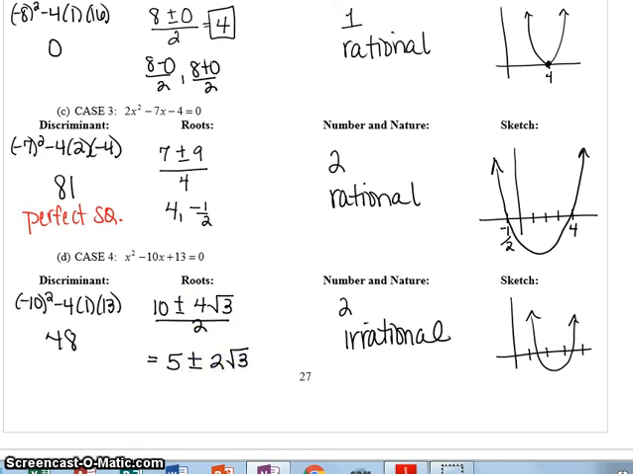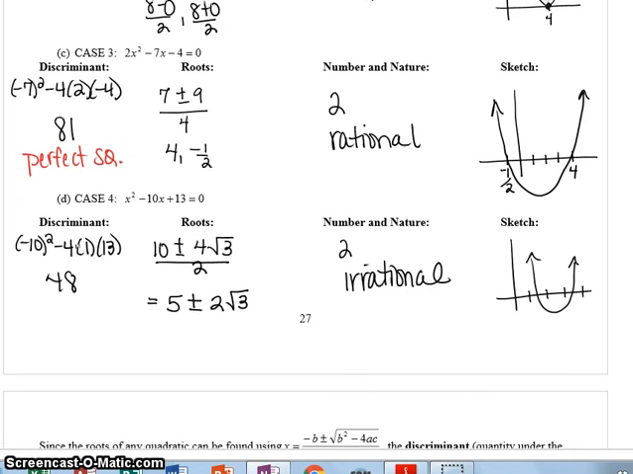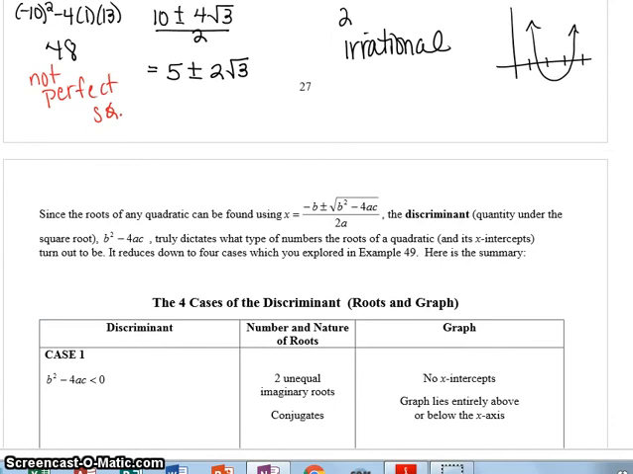Okay? So there are 4 cases. Negative ends up being 2 imaginary. 0 ends up being 1 rational, because it's tangent. Case C, it's a perfect square. If it's a perfect square, there's 2 rational. Case D, or part D, case 4, it's not a perfect square. And if it's not a perfect square, then it ends up being 2 irrational. These are the only 4 cases it can be.